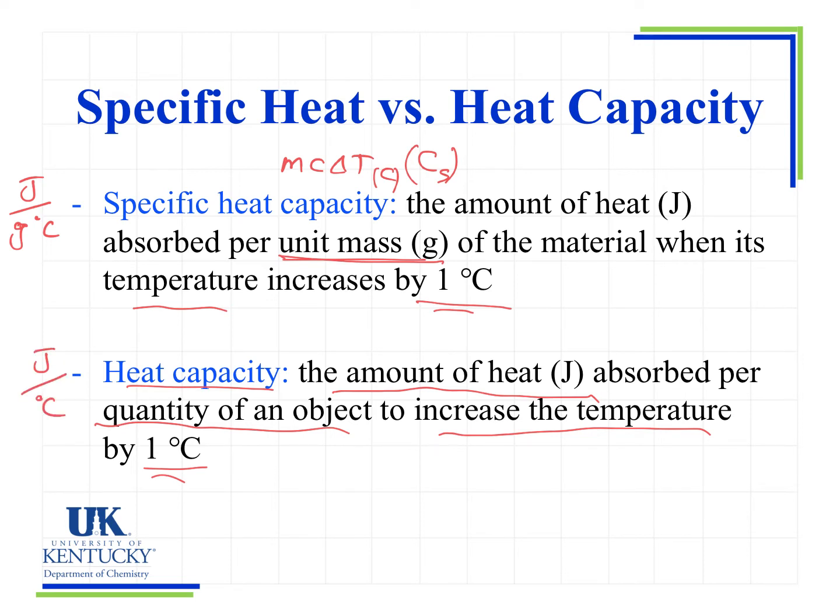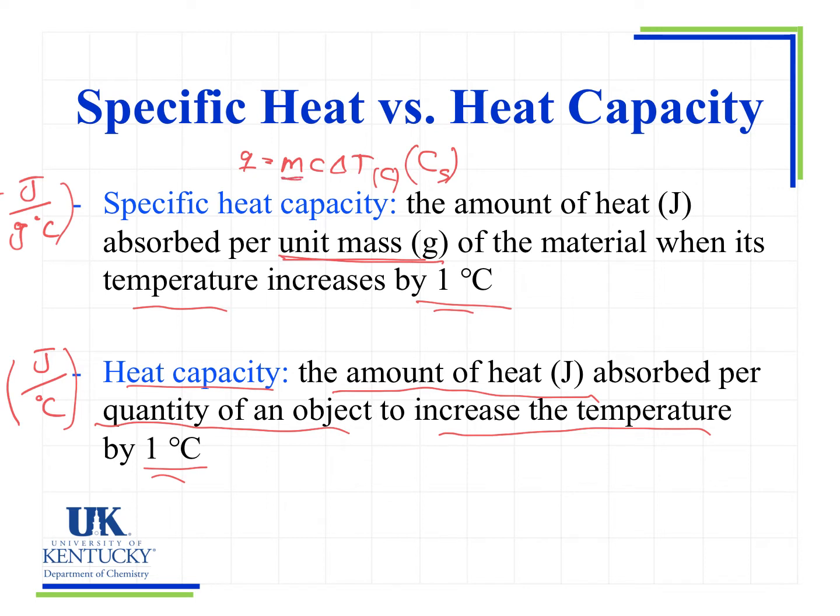So if you see the heat capacity with this unit, it's heat capacity. If you see this unit, it's specific heat capacity. And the difference is when you're calculating the heat, so you know Q equals mC delta T, right?